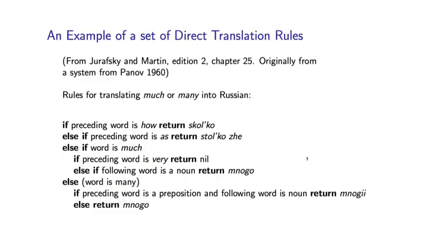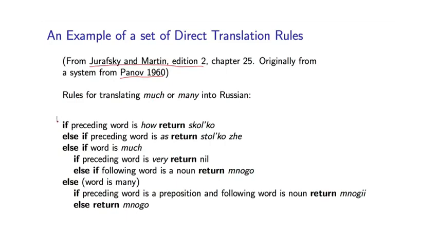Here's an example of a set of direct translation rules. This is taken from the Jurafsky-Martin textbook, and it's originally from, I think, a Russian system from 1960. It's actually, I think, fascinating to look at this. This is a set of rules for translating the word much or many in English into Russian.